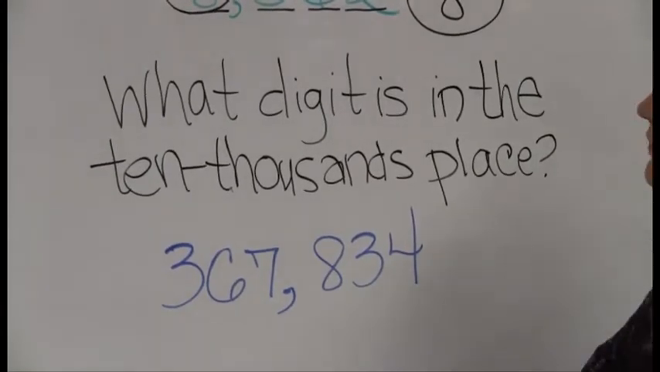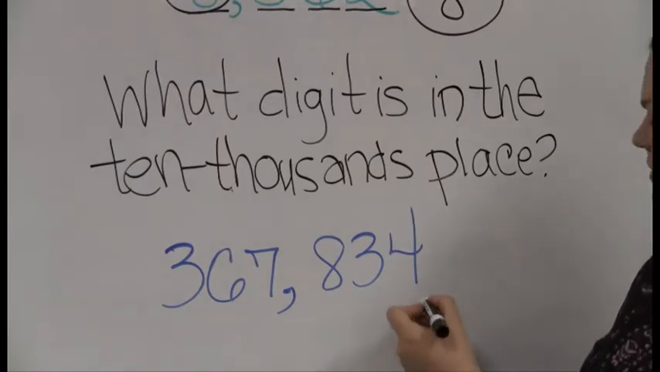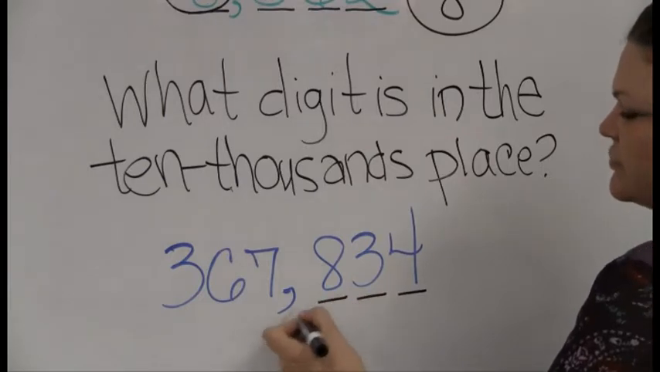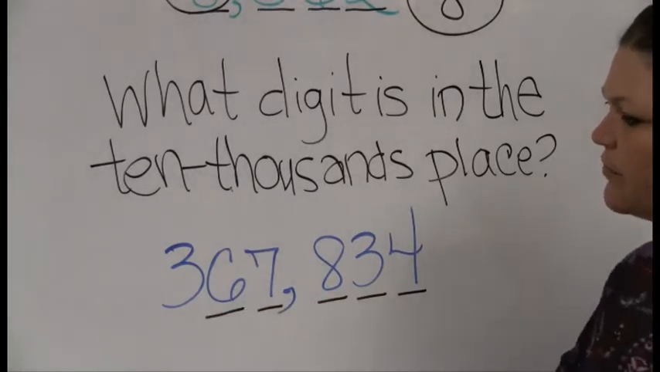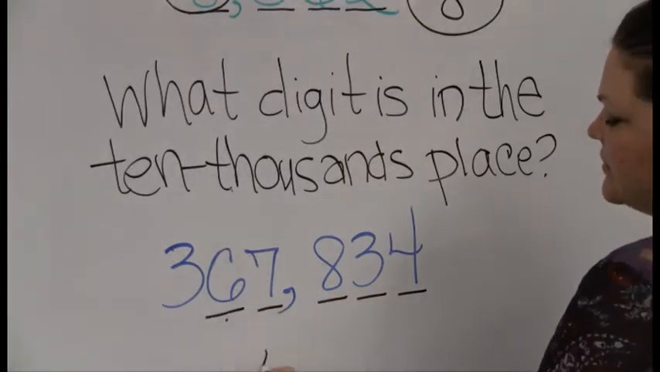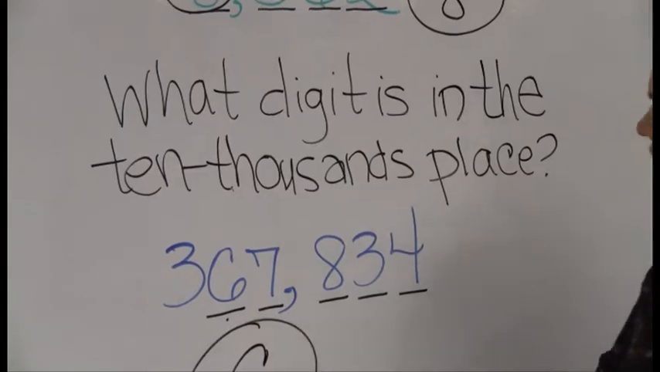Again, similarly, we have a problem that says what digit is in the ten thousands place. And I'm going to start from the back here. Ones, tens, hundreds, thousands, and finally we have our 10,000s. So the answer is the digit 6.